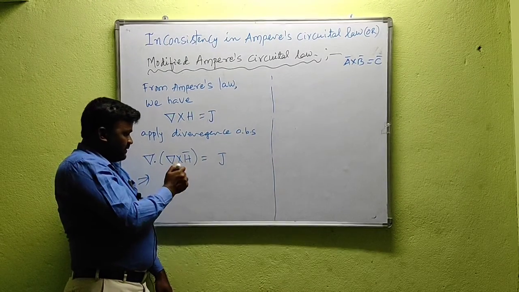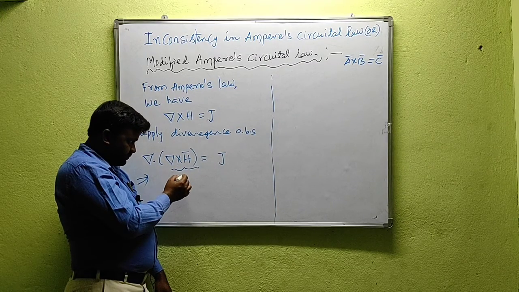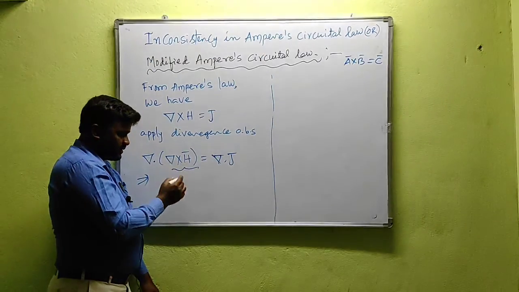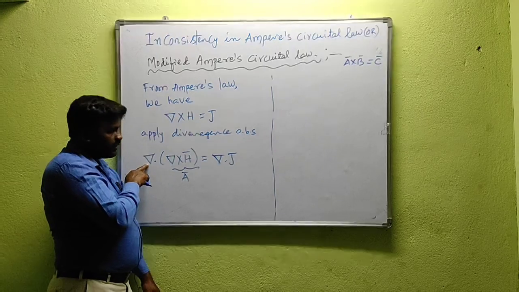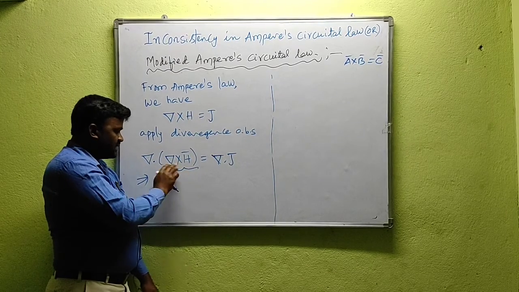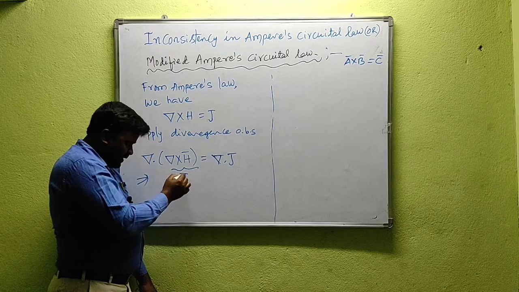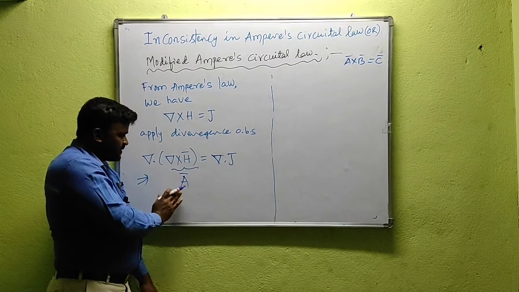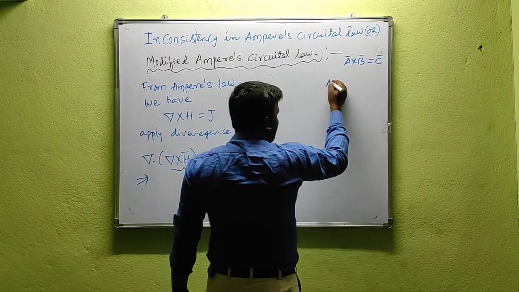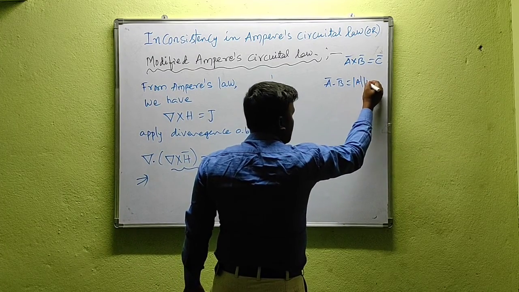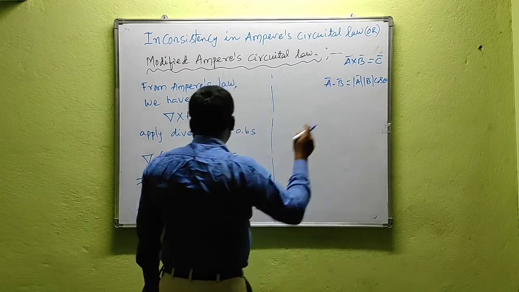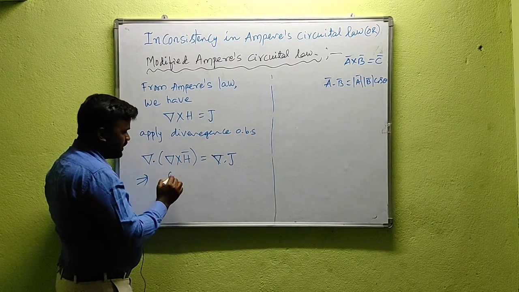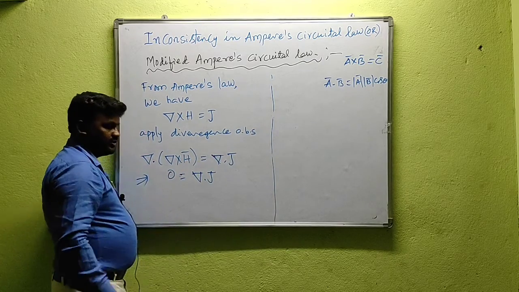On the left hand side I have del dot del cross H, and on the right hand side it should be del dot J. This del cross H gives some vector A. This vector A should be perpendicular to both del and H. Means the angle between A and del is 90 degrees. As it is a dot product, that is A bar dot B bar, that is mod A mod B into cos theta, where theta is the angle between A and B. Here the angle between vector A and del is 90 degrees, and cos 90 is 0. So it should be 0. So del dot J equal to 0.